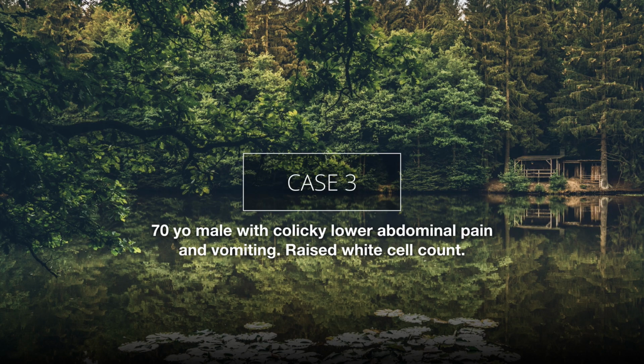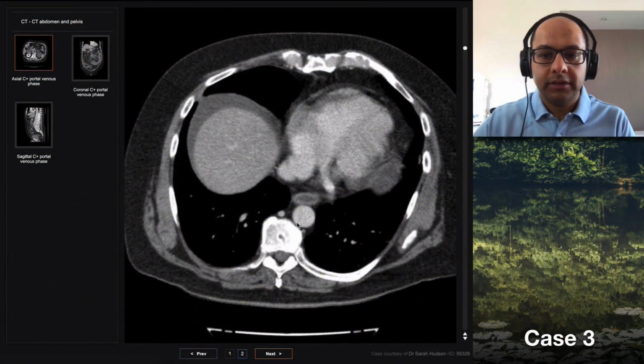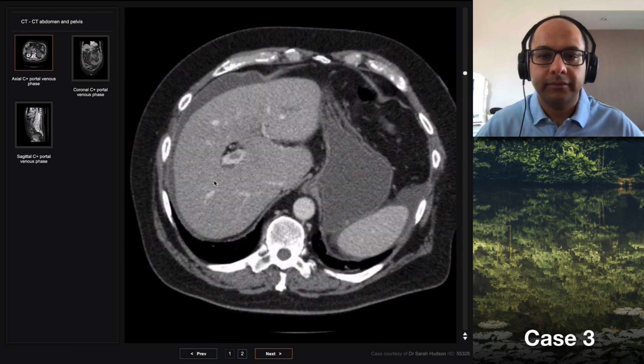Right, let's move on to case 3. This is a 70-year-old man who's presented with colicky, low abdominal pain and vomiting, tachycardic with diffuse abdominal tenderness with a raised white cell count. Okay, why don't you... this is a portovenous scan of the abdomen and pelvis.